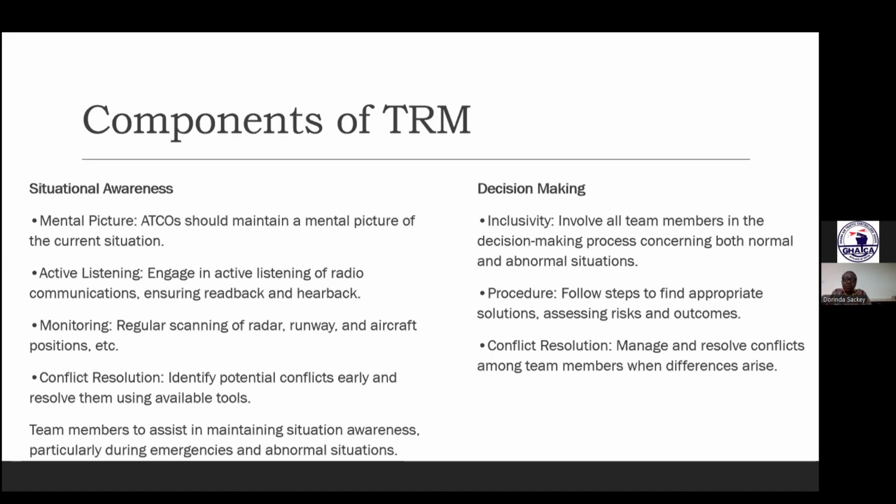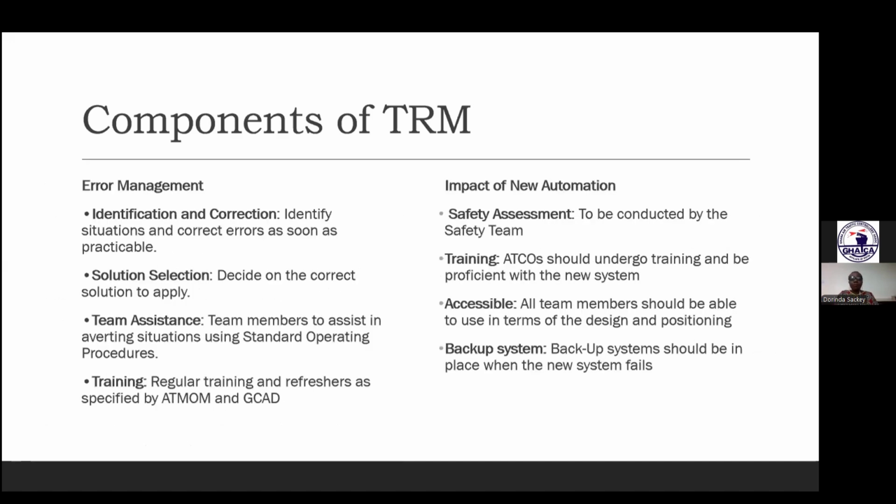In decision making, all team members should be involved. Procedures should be followed and assessed. In resolving conflicts, members should be able to resolve their conflicts and differences in a team when making decisions. Error management, identification of errors, should be identified in a timely manner, and appropriate solutions should be used to correct it.